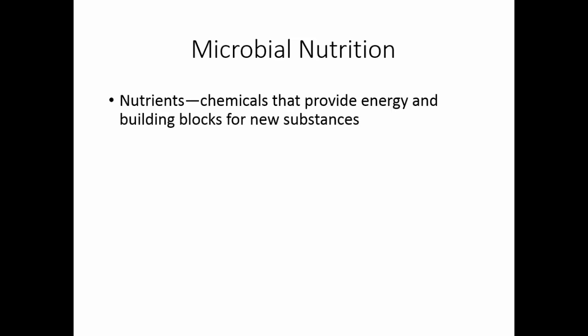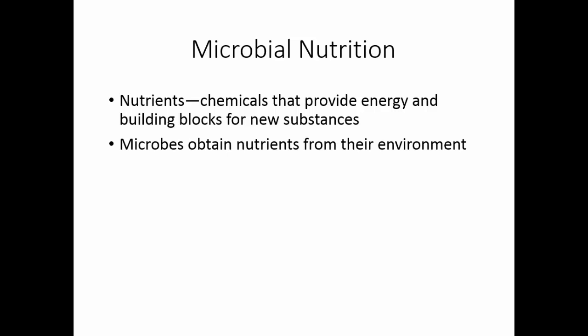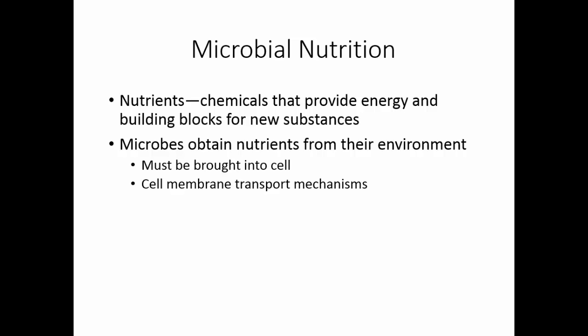Nutrients are the chemicals that provide energy and building blocks for new substances within the cell. Microbes have to obtain the nutrients from their environment. Then they have to be brought into the cell. The cell membrane is the barrier to this. That is why there are transport mechanisms.